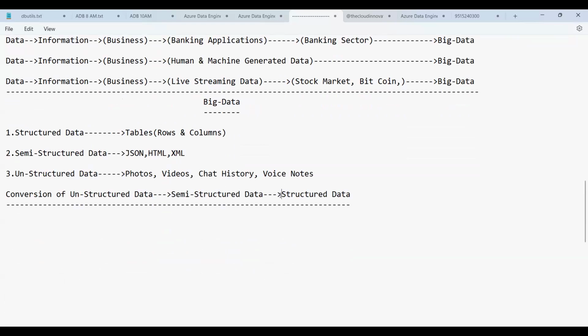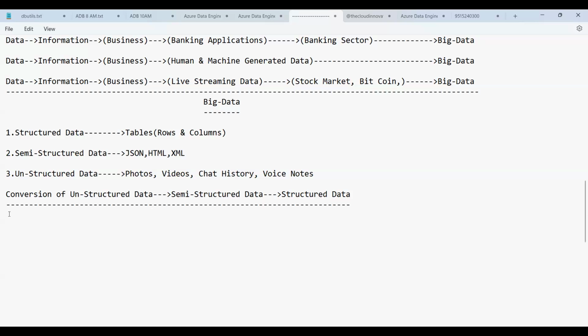Once the data is ready and prepared, we will start with the first process here. To store this data, whether it is structured, semi-structured, or unstructured.